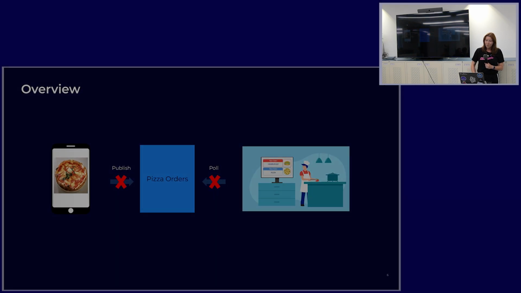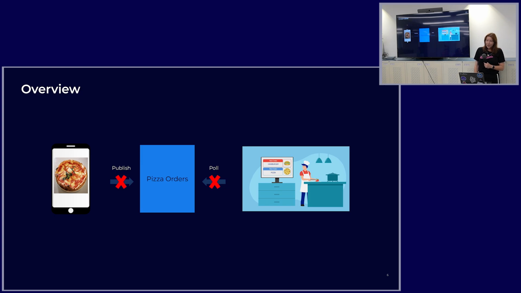So what does that look like in the real world? I'm really hoping you guys have had some pizza already tonight. But an example could be if you have an app on your phone that you're going to order some pizza from, any brand is available, and you'll send that order to a pizza order topic on Kafka. And your consumer application, which could be an ordering system in the kitchen of the pizza place, will request those orders and start working on them so that you get a nice tasty pizza.